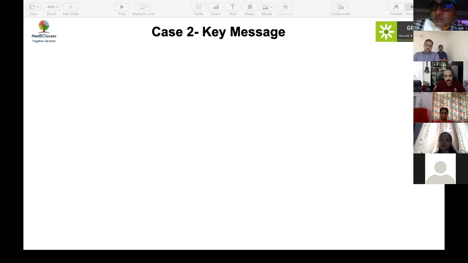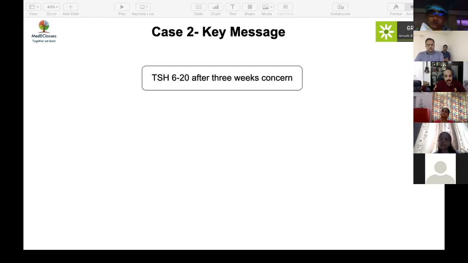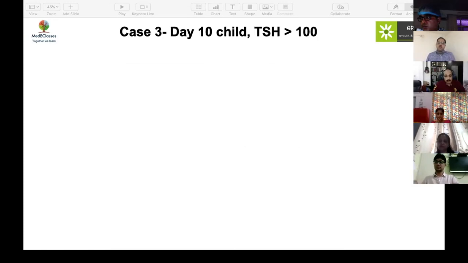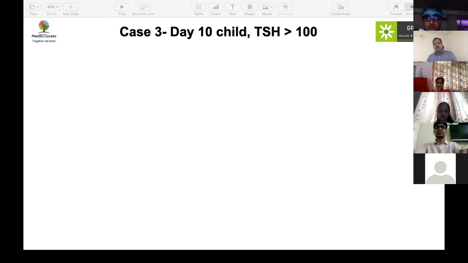This is very important. So here the key message is, if TSH comes in between 6 to 20, even after 3 weeks of concern, that is more than 9, we need an evaluation. That is, we have to do the thyroid scan and manage accordingly if there is some problem. Thank you. I think that was a very, very clear-cut message. So don't ignore these borderline levels because they can have an outcome. And look at the cause. Don't just start treatment, do a scan and find a cause.